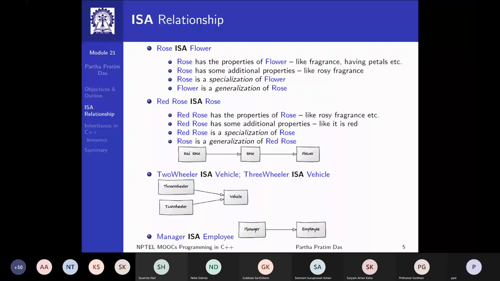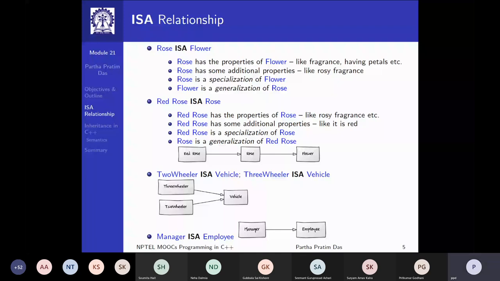It is a very simple idea. Think about a rose. We all are familiar with rose. And I will say rose is a flower. Why do I say rose is a flower? Because rose has the properties of a flower. Like it has fragrance, it has petals, etc.